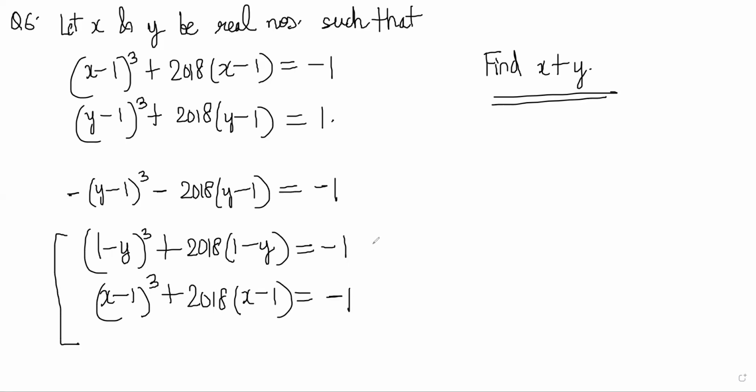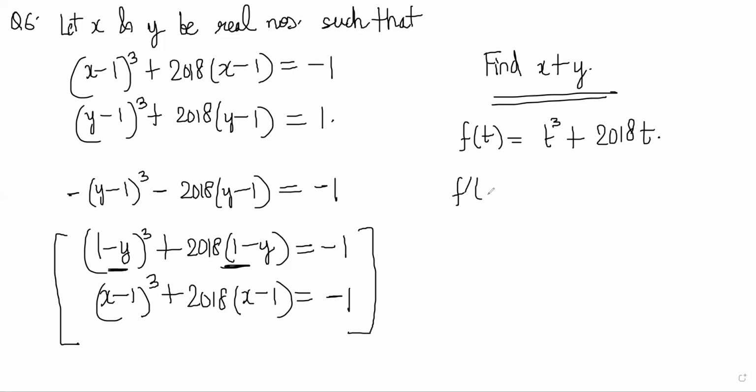So these are my two equations. I have just changed the equations a little bit. And now I have two equations, one involving x, one involving y. Both are equal to minus 1. Right? And the nature of the equations is also the same. So that suggests that we can try and think of a function f of t, which is t cube plus 2018 t. Can you see that both the equations satisfy the same structure? So we can think of a single function f, which is t cube plus 2018 t, and we can say that f dash t is equal to 3t square plus 2018.